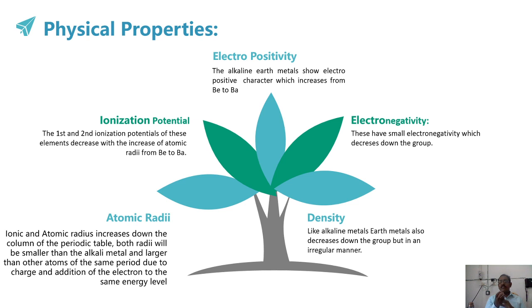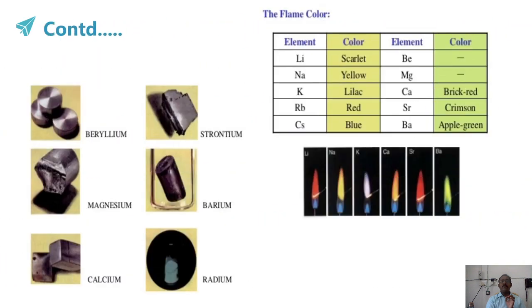Electronegativity is the tendency to attract the electron pair towards itself, but these elements have low electronegativity and almost no electron affinity. The density of alkaline earth metals also decreases down the group, with an irregularity in some elements. These are the physical properties of the elements in this group.